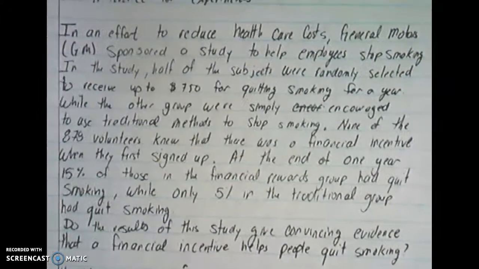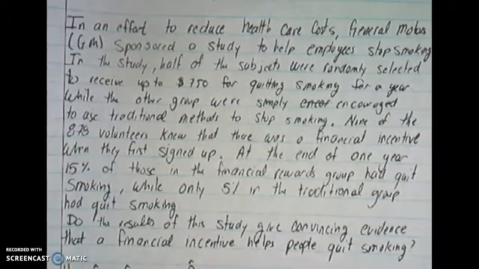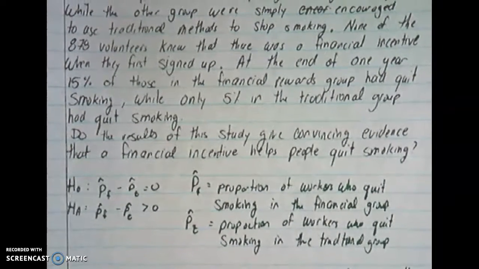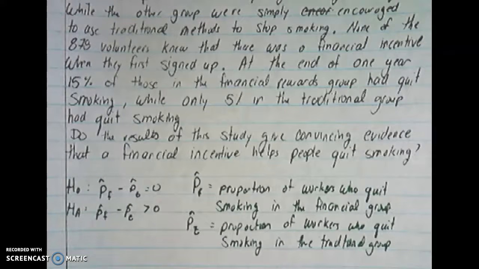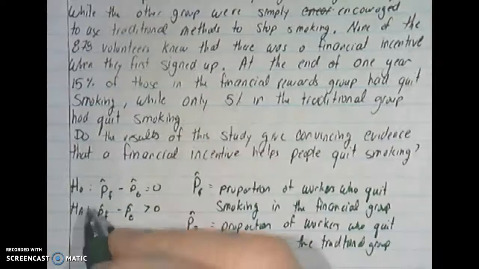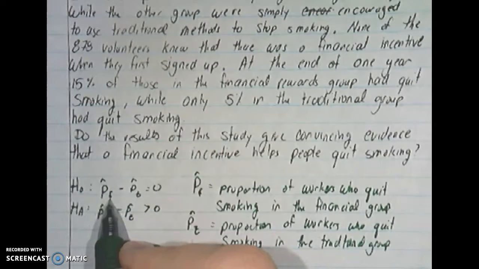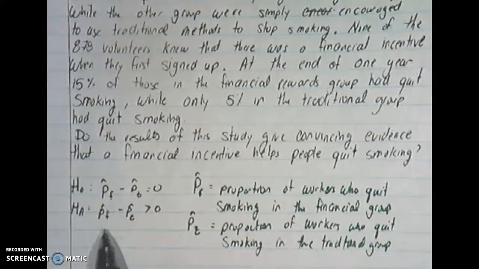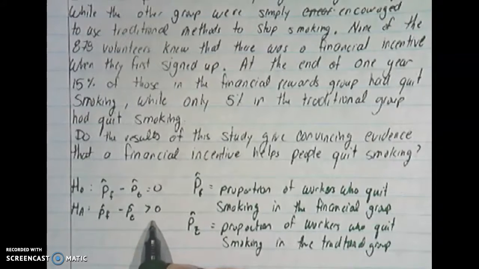Then, I gave away too much. Do the results of the study give convincing evidence that financial incentive helps people quit smoking? So what I did is I already put together the hypothesis and the alternative hypothesis, okay? And I know this is kind of fuzzy to read, but it says p-hat F, meaning the financial group, minus p-hat T, meaning the traditional group, is equal to 0. And then p-hat F minus p-hat T is greater than 0.